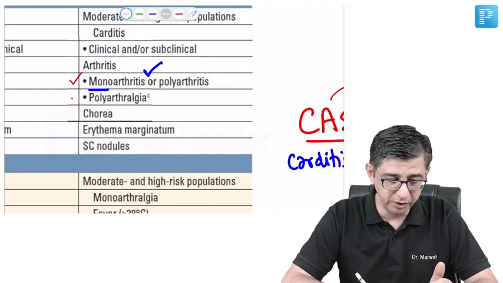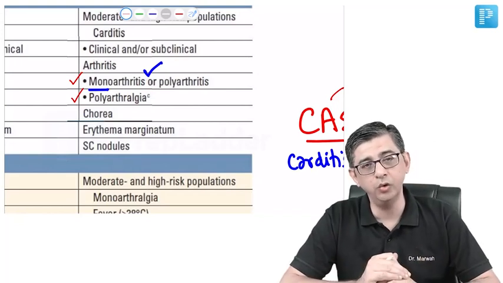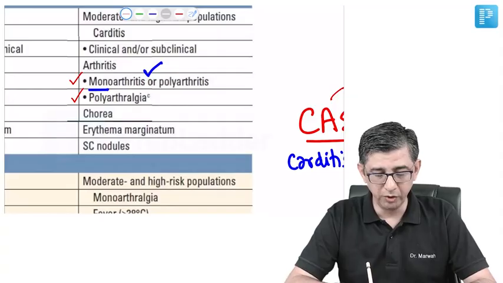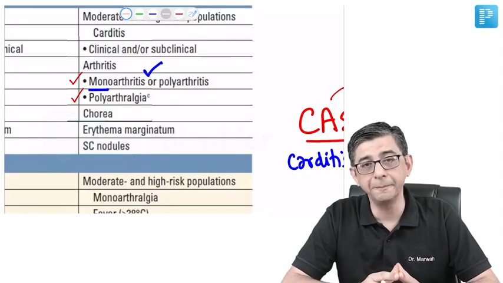So both of these words are important because, as I said, when I was a student your age, we used to read only migratory polyarthritis, but words like monoarthritis and polyarthralgia are also taken to be diagnostic criteria.